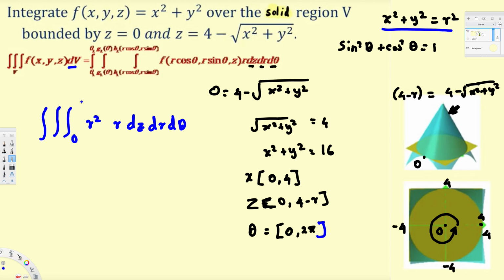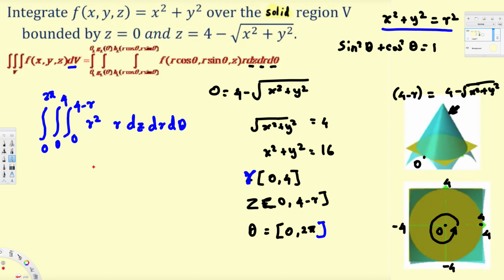So this is going to be 0 to 4 minus r, and after that we have to integrate with respect to r. So that's the limits of integration of r. R is equal to 0 to 4, and then theta is going to go from 0 to 2 pi. Now let's simplify this one.